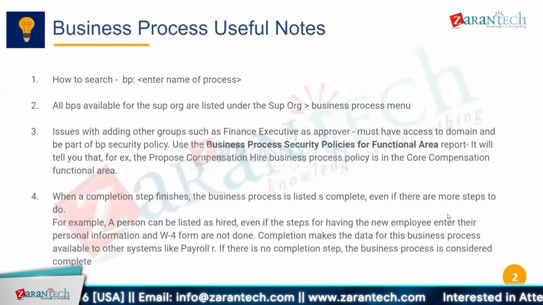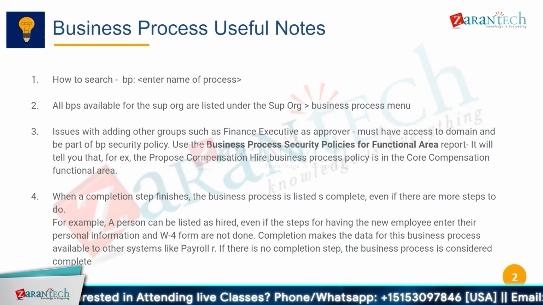Why does this happen? For example, a person can be listed as hired even if steps for having the new employee enter their personal information and W4 form are not done. Completion makes the data for this business process available for other systems like payroll. If there's no completion step, the business process is considered complete.